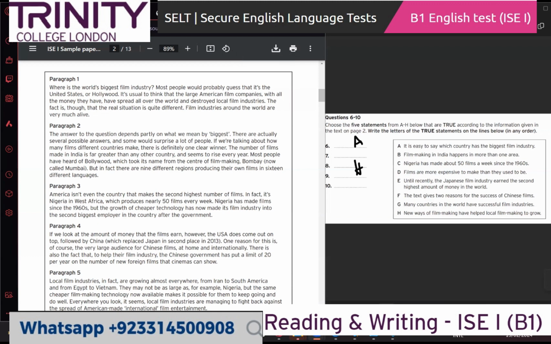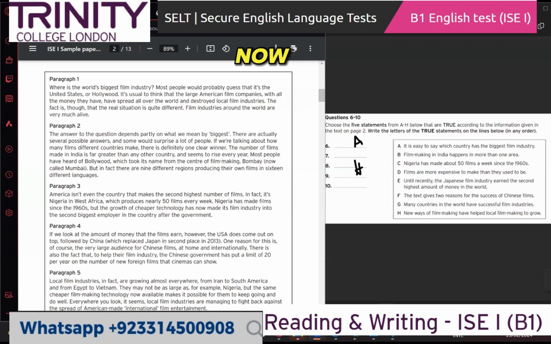Okay. Understanding or not? Because in the 1960s, people did not even have the technology to produce. It's given even in here that in fact it's Nigeria and West Africa now, which produces nearly 50 films every week. Nigeria has made films since the 1960s. This is a separate fact. So that one is past tense. So C is not true.